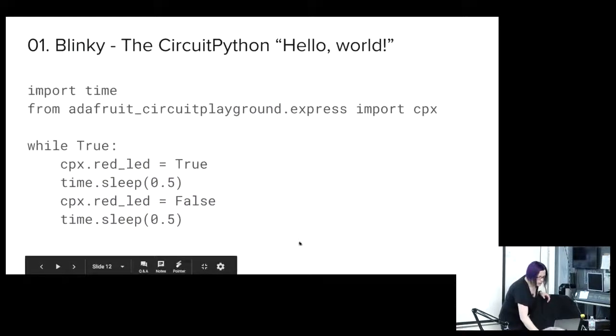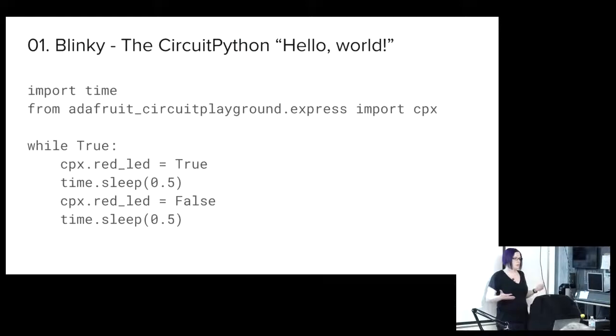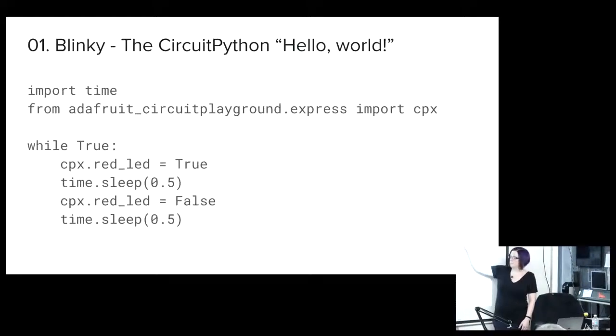So the first piece of code we're going to look at is Blinky. For CircuitPython, our hello world doesn't involve print statements. Our hello world involves blinking LEDs. So there is a tiny red LED located on your board. It's on the opposite side of the USB cable from the little green LED that should be on right now. And what's going on here is we're importing time. Time is a built-in library. And we're importing the CPX library.